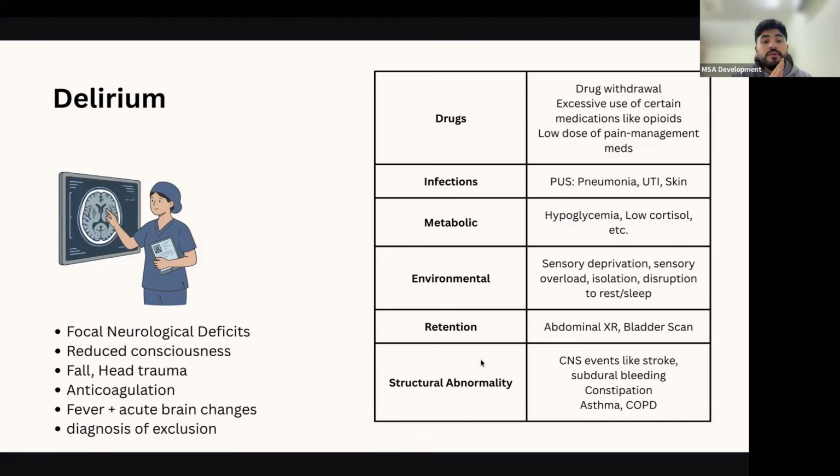Okay. Now, a question that you guys might get as an SAQ is when a patient has delirium, when is it indicative that I go and get them an MRI done or any neuroimaging? You have to know these.